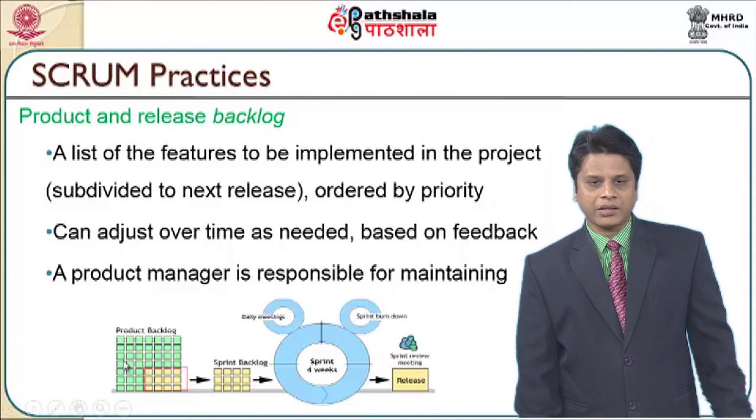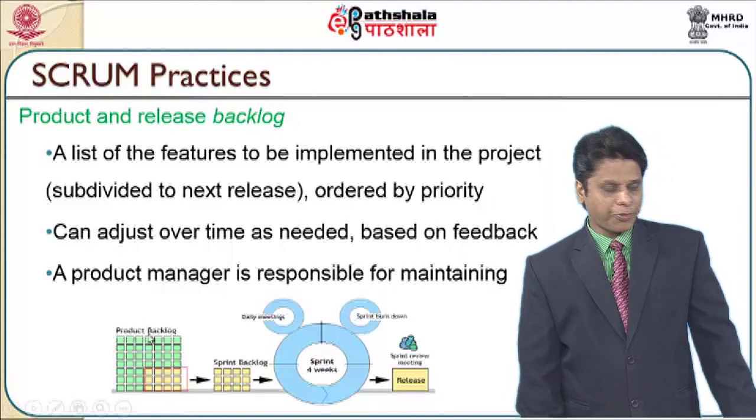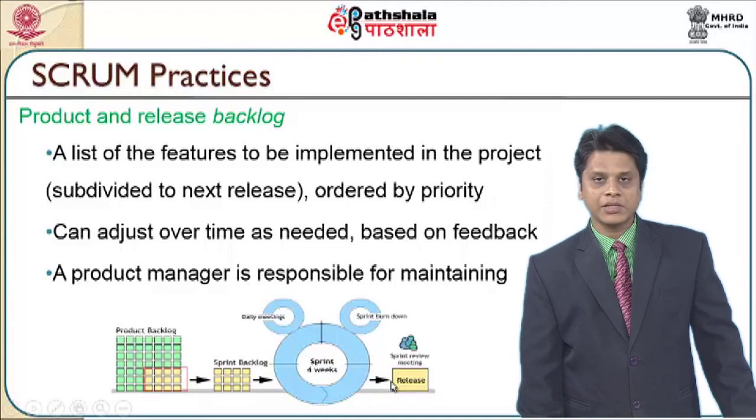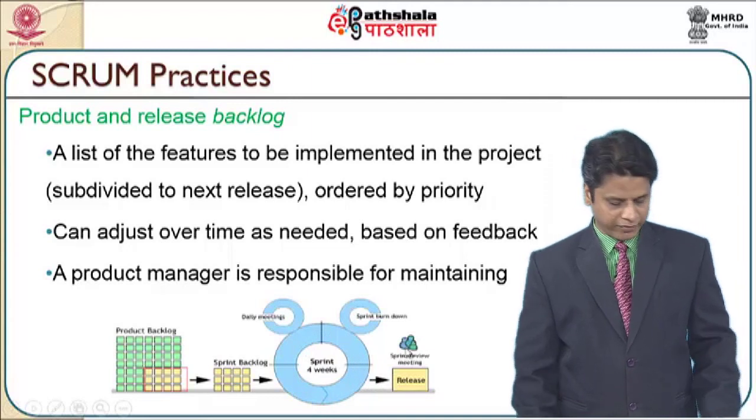If you look at the product backlogs, they are assigned depending on priority. If an item is to be given the highest priority, it should be considered for the sprint backlog. Then once in every 4 weeks, that is a maximum of 1 month, I will conduct daily meetings and a sprint burndown chart. This happens retrospectively, and the release happens after a successful sprint review meeting.